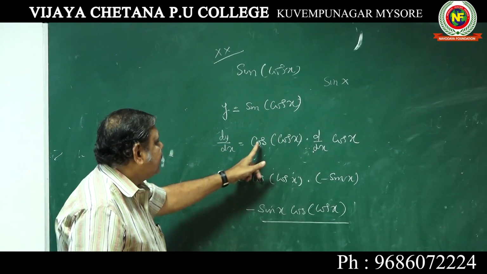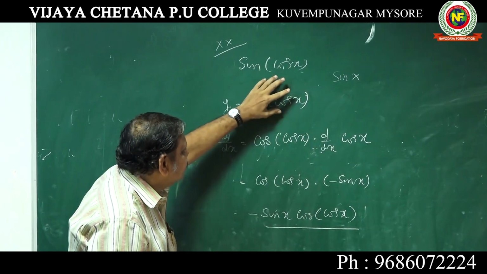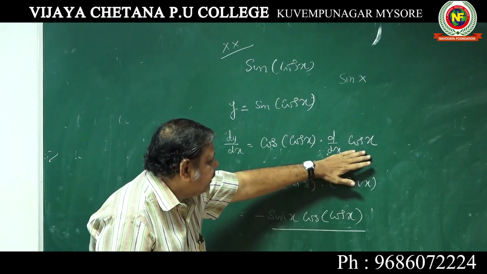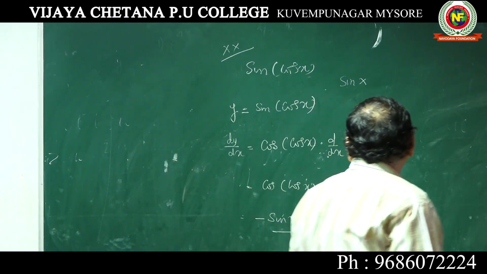Sin x differentiation is cos x, this should be as it is, into d by dx of whatever is there in the bracket. Many students forget this, so you must write that. Then the answer is minus sin x cos of cos x.